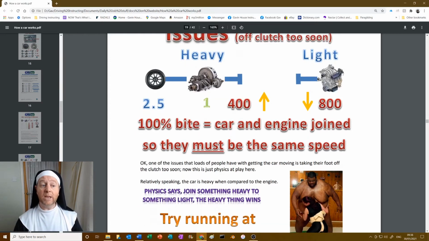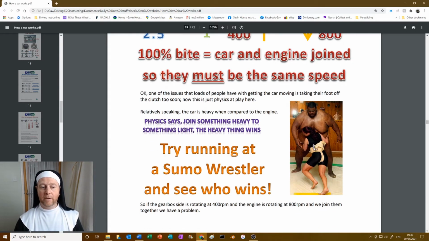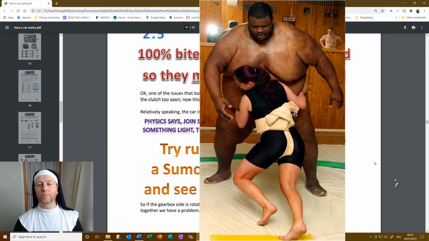Now, if you took your foot off the clutch too soon, you end up with a 100% bite, and you join the engine to the gearbox. If they are joined, they cannot be travelling at different speeds, and the heavy thing wins, doesn't it? So, for instance, if this lady here ran at that sumo wrestler, the sumo wrestler would win. Simple. If you join something light to something heavy, the heavy thing wins.